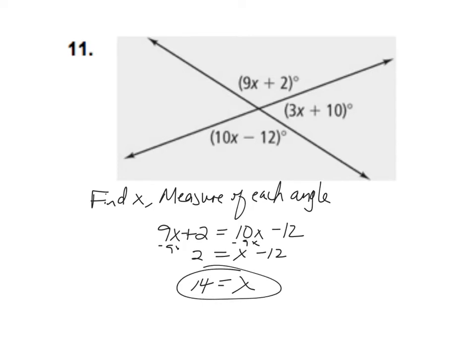All right, so I got the first part down. Now what I need to do is plug it back in to make sure that my answer makes sense. If I plug it back into this angle down here, 10 times 14 is 140. 140 minus 12 is 128 degrees. Which means if I plug in 14 up here, this better be 128. Well, 14 times 9 is 126, and 126 plus 2 is 128.